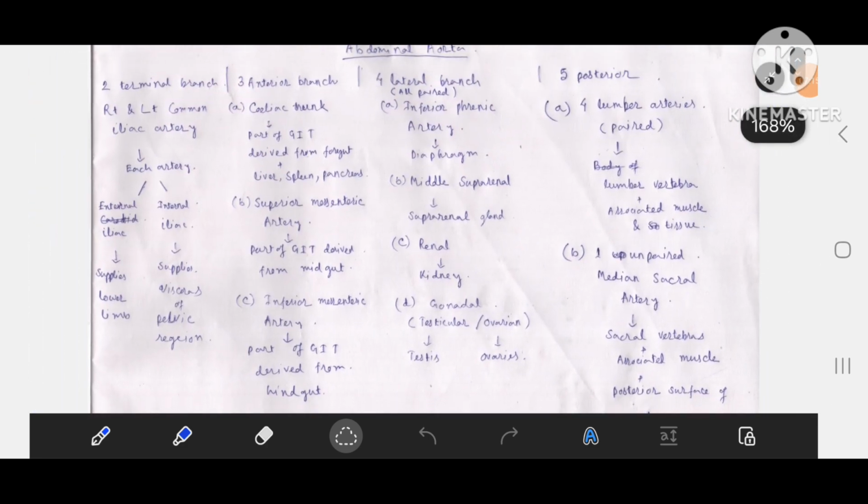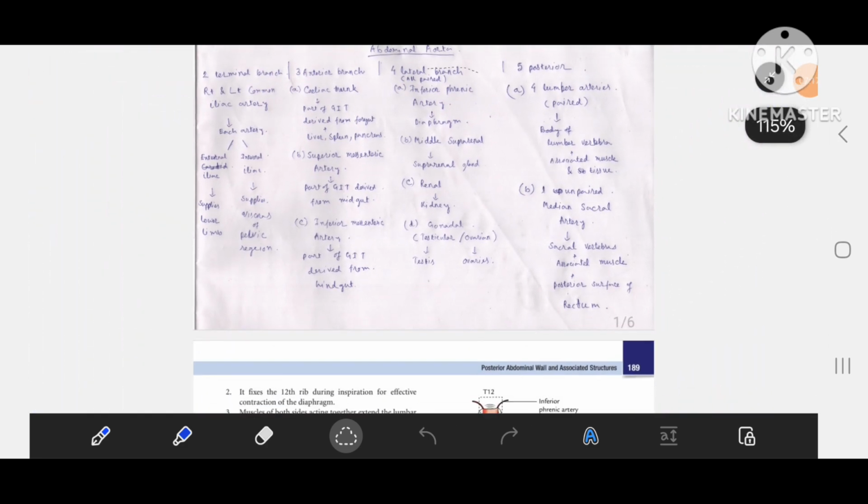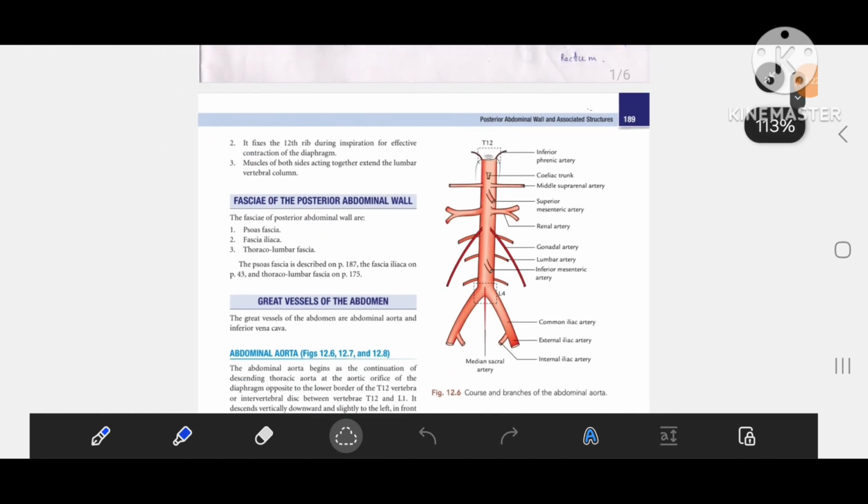So if a short note comes, then you can draw this flow chart with this diagram.